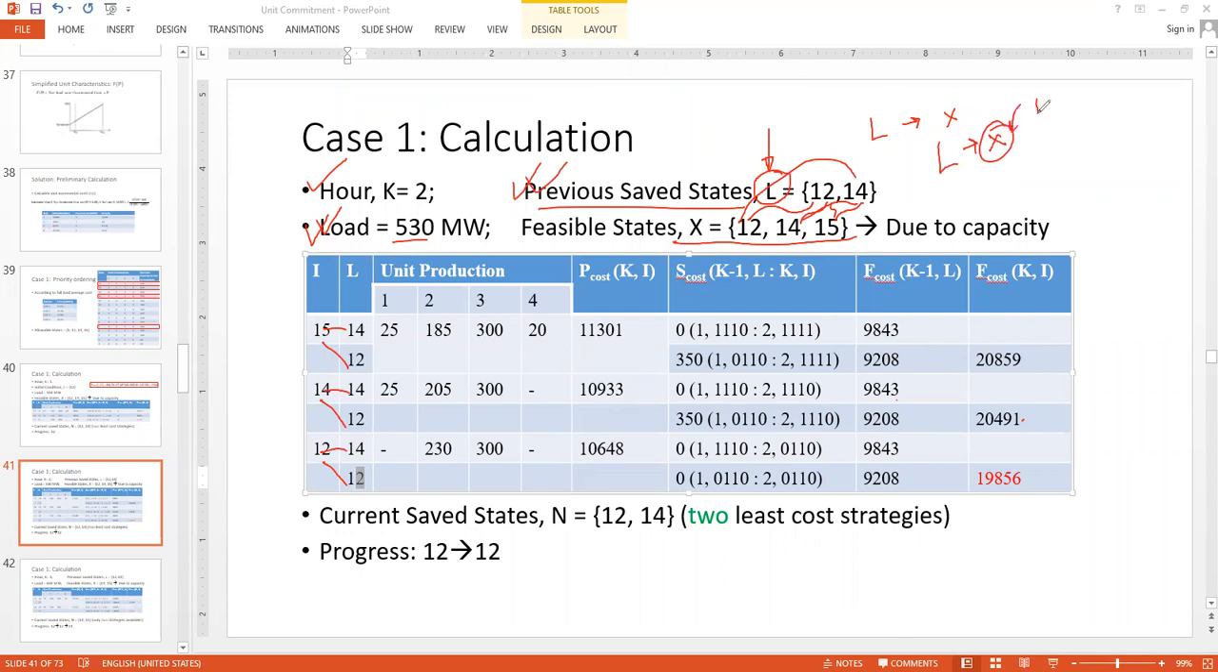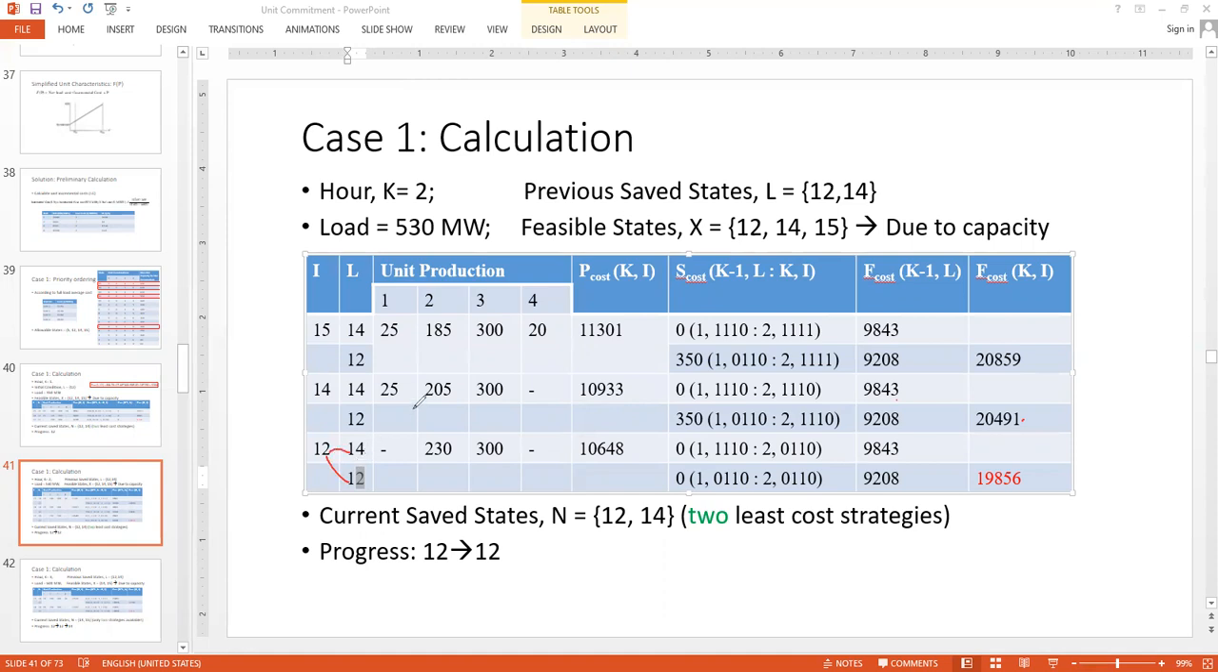We can also call this I, as mentioned here. The feasible states, we call them X, but once we list them here, we call them I. All the same. So these are the possible transitions. Now, like the previous hour, we have to calculate the costs. Before we calculate the costs, we have to know how much production will be available from each of the units. So let's do the same thing as we did, from 12 to 12 or 14 to 12.